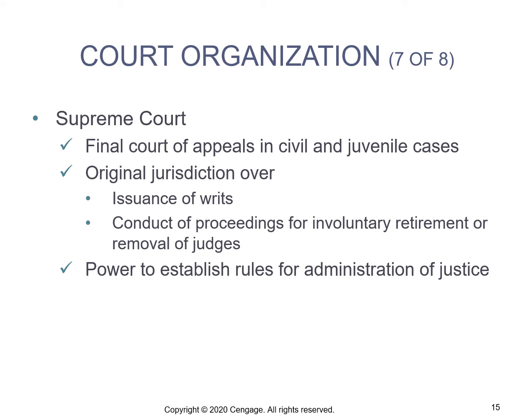The Supreme Court is the final court of appeals in civil and juvenile cases, and they have original jurisdiction over the issuance of writs or the conduct of proceedings for involuntary retirement or removal of judges. They have the power to establish rules for administration of justice. Original jurisdiction means that's the first court to hear that type of case.